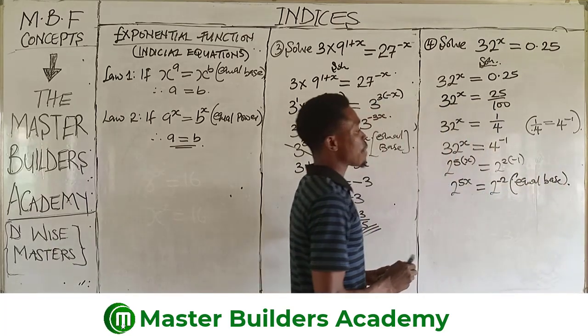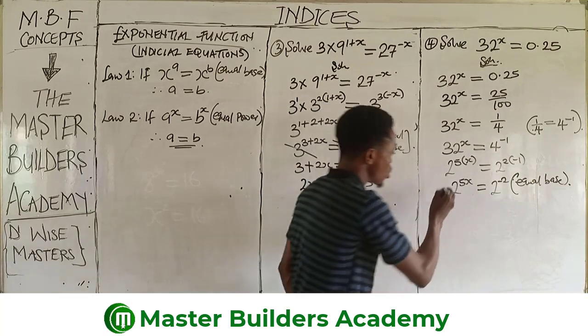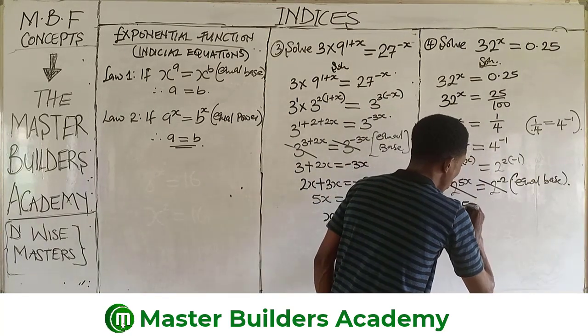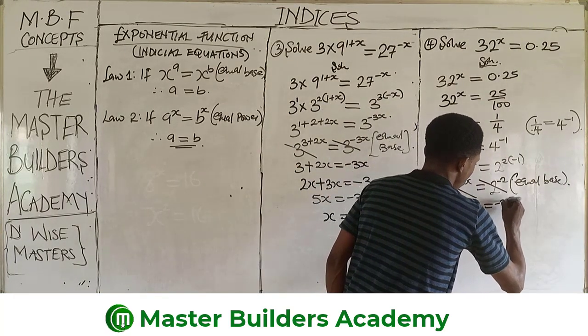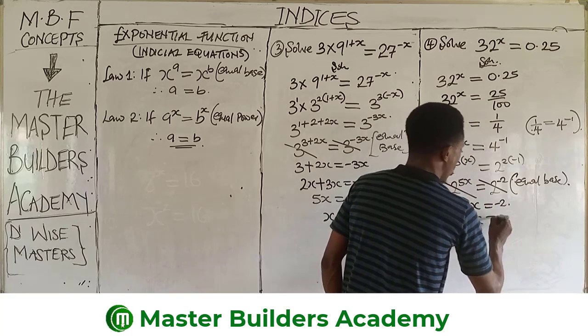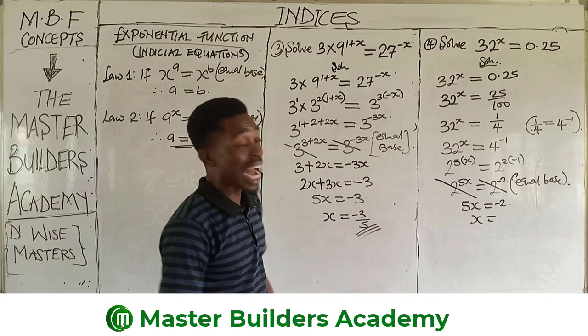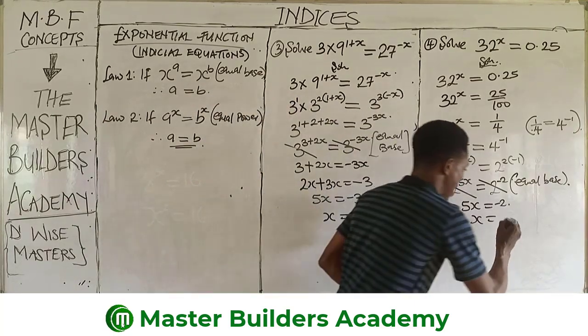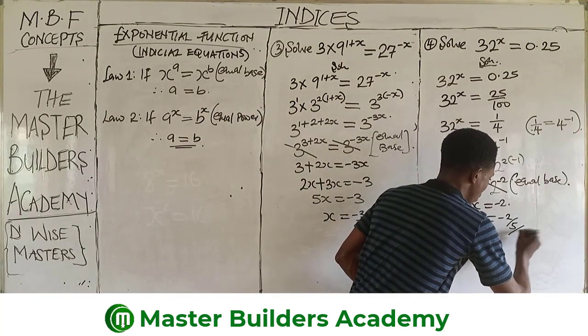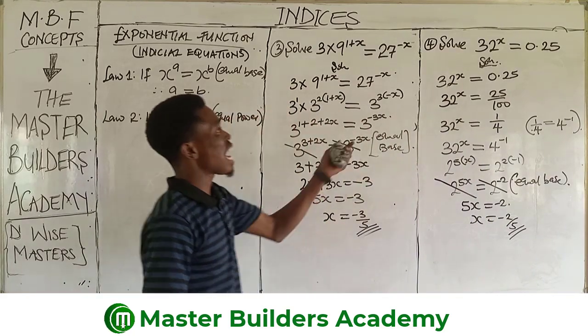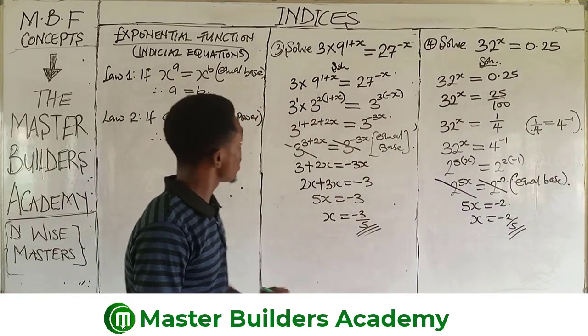Now we have equal base. And anytime you have equal base, what do we do? You cancel out the base and equate the powers. Now, what do we do here? We cannot leave this as 5x equal to minus 2. So we simply divide both sides by 5. And we have this as minus 2 over 5. This is the answer to this very question.